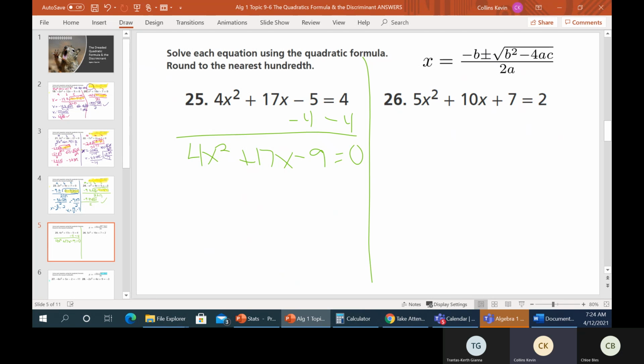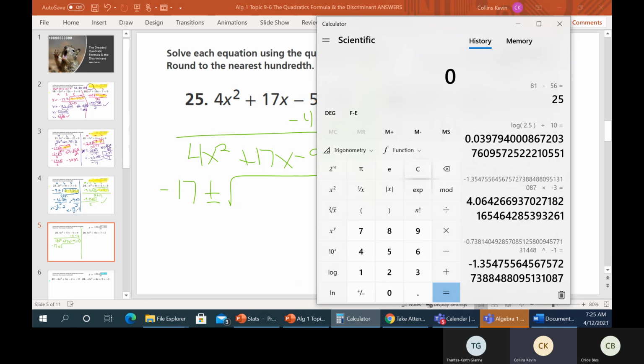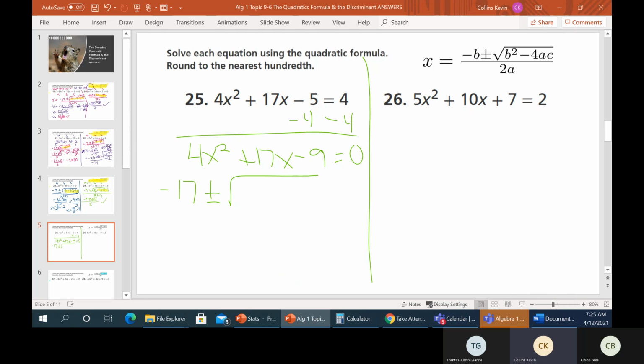All right, so back to our formula. Again, B is going to be 17, so minus B is going to be -17 plus or minus 17 squared. I don't know what 17 squared is off the top of my head. I think it's 289, but let's not guess. Let's make sure. Nope, 361, that's 19. Hang on, 17, there we go. It is 289.